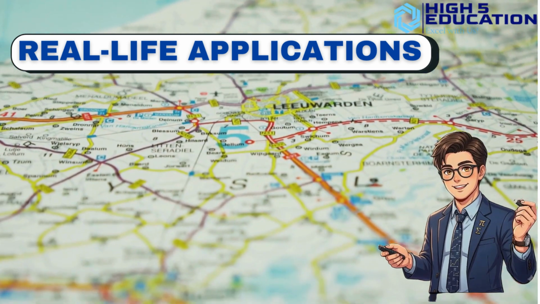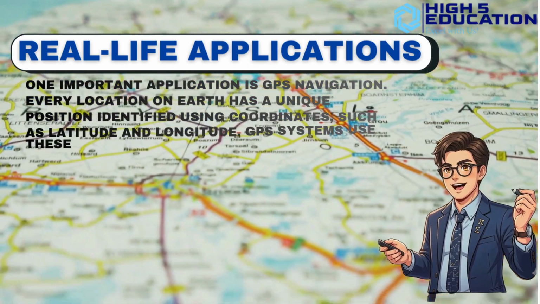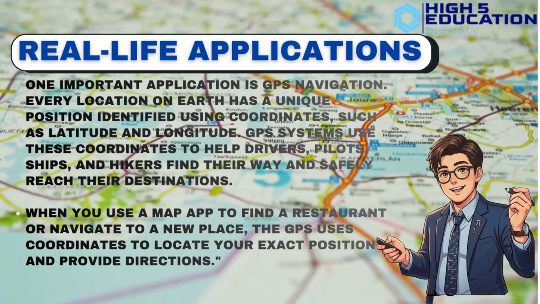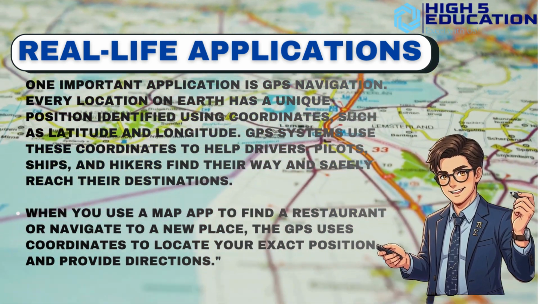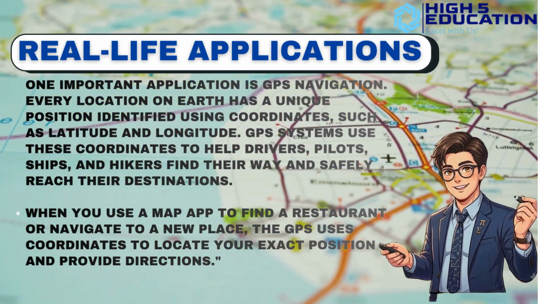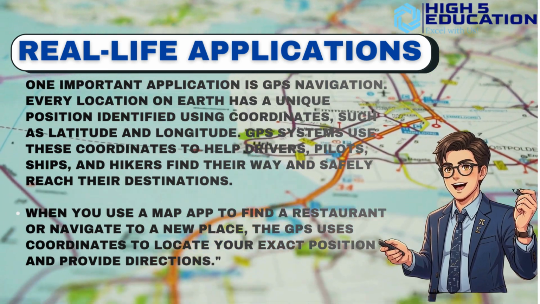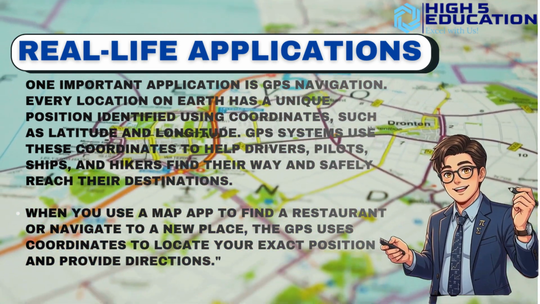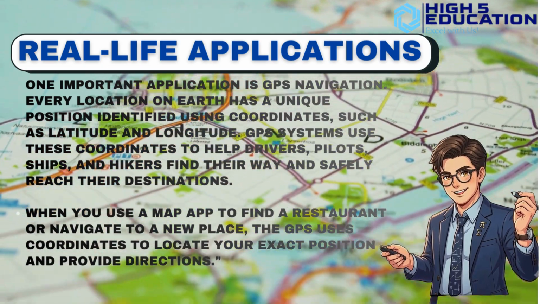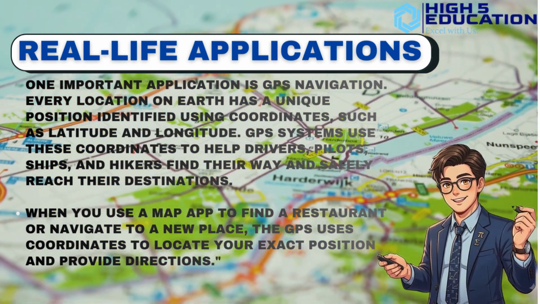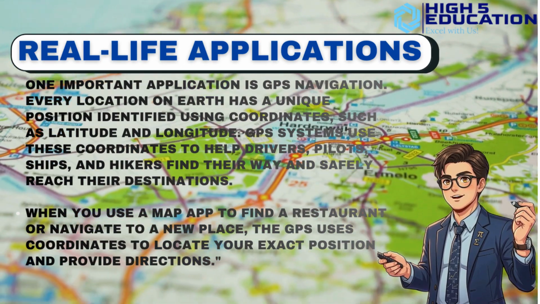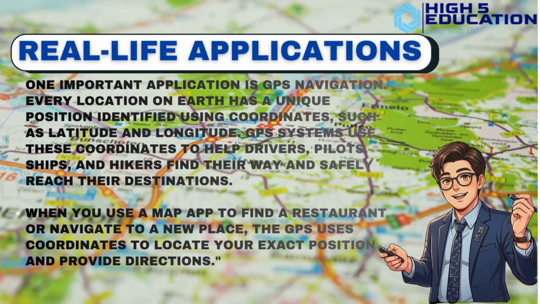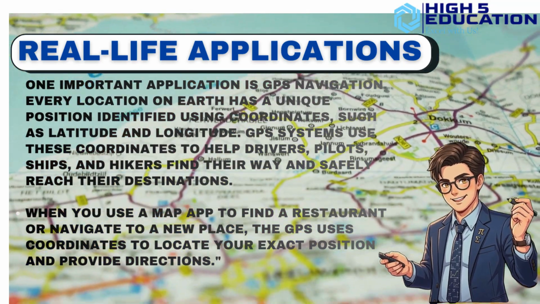One important application is GPS navigation. Every location on Earth has a unique position identified using coordinates, such as latitude and longitude. GPS systems use these coordinates to help drivers, pilots, ships, and hikers find their way and safely reach their destinations. For example, when you use a map app to find a restaurant or navigate to a new place, the GPS uses coordinates to locate your exact position and provide directions.